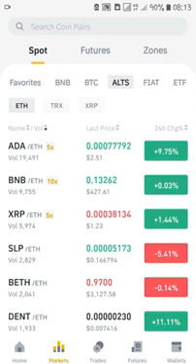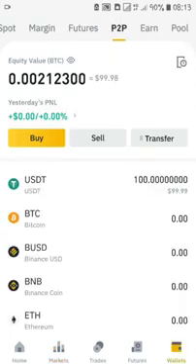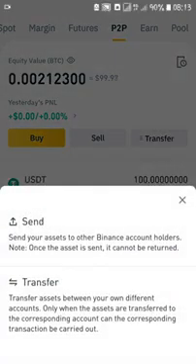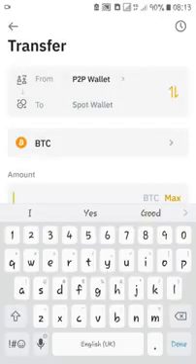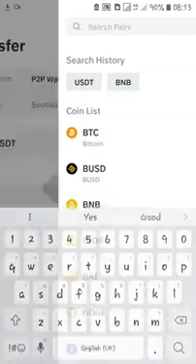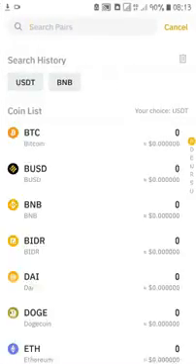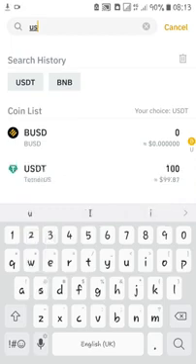After trading in the P2P platform and you have deposited money into your P2P wallet, you now want to transfer that money to the spot market so you can use it to trade on the spot market. For my P2P wallet here, I'll just click on transfer to transfer the funds I have in my P2P wallet to my spot wallet. So I click on transfer and you can see transfer from P2P wallet to spot wallet, and I'll choose the currency I want to transfer. I bought USDT, so just come and search for USDT.